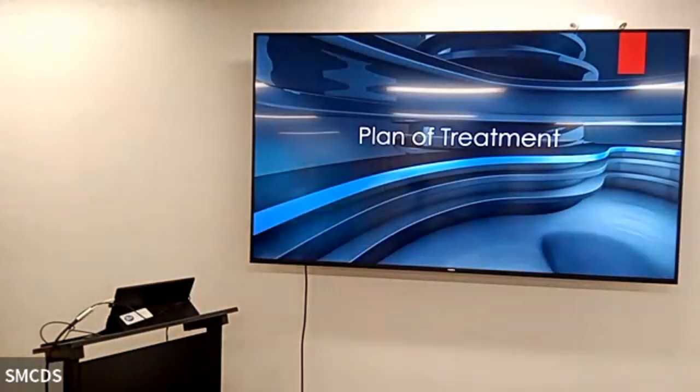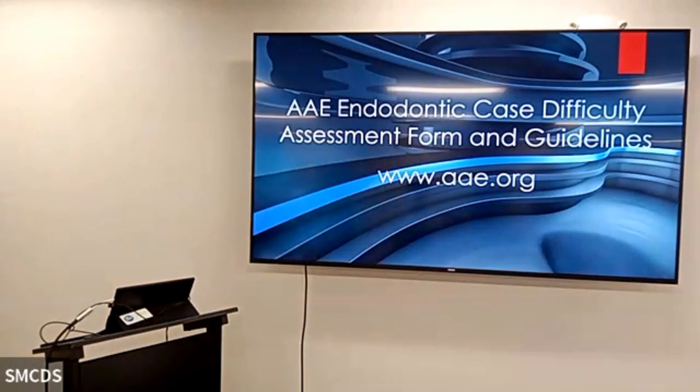All right, plan of treatment. So if you're looking for kind of a scalability, when you start doing root canals versus when you've been doing them for 10, 20 years, however long it is, there's a point where you get comfortable with root canals. And the question is, what's that comfort level?